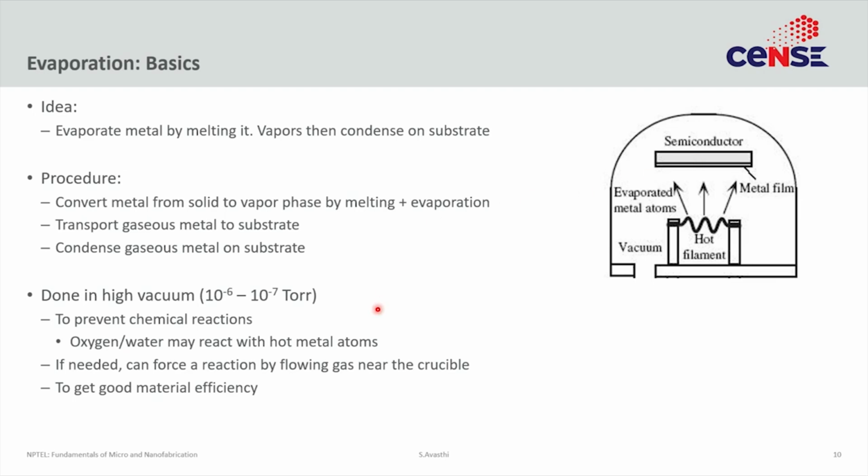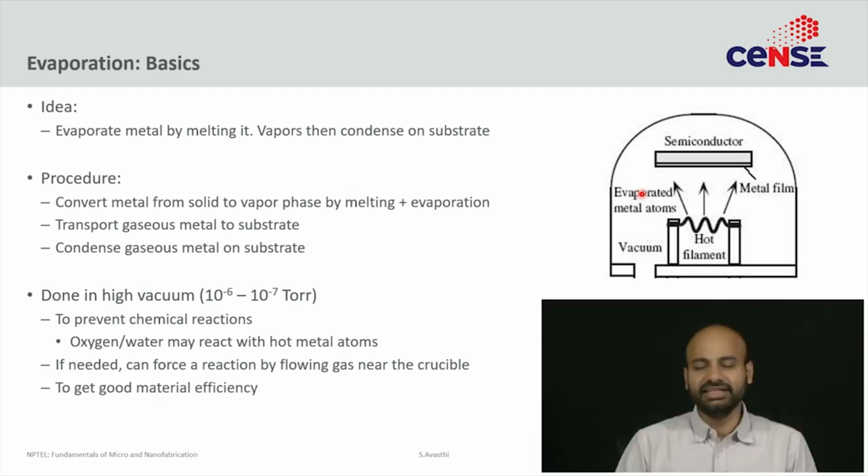Typically, this is done in a high vacuum, around 10⁻⁶ to 10⁻⁷ torr is maintained while the evaporation is being done, and that is to prevent chemical reaction, because these evaporated metal atoms can often be very reactive, right. So if you are depositing aluminum, it can very easily react with the oxygen in the atmosphere to deposit aluminum oxide and not aluminum. So in order to prevent that, you just keep the pressure at a lower value.